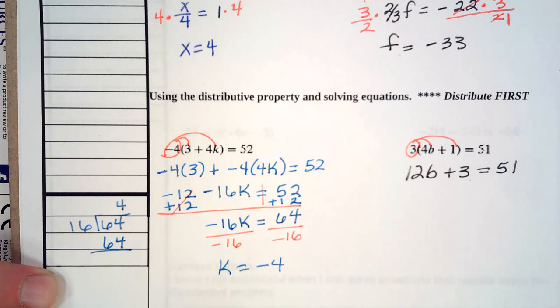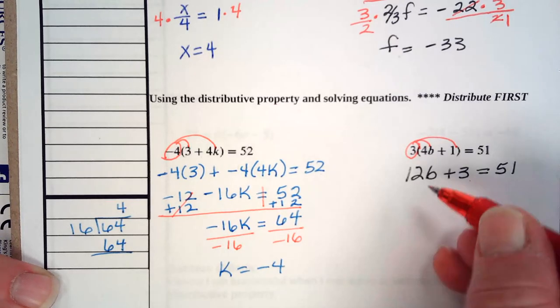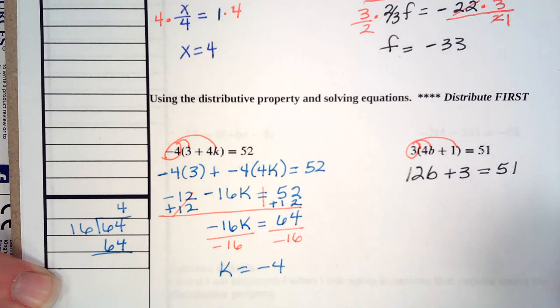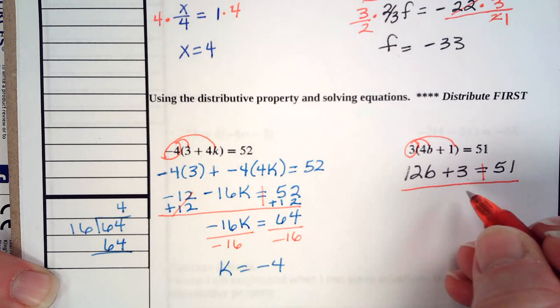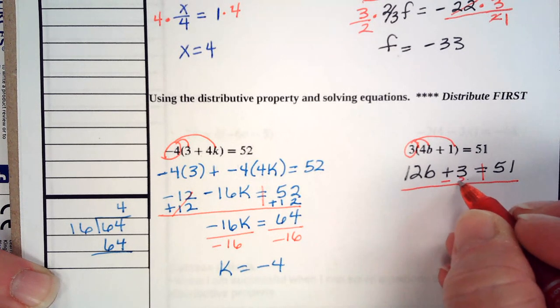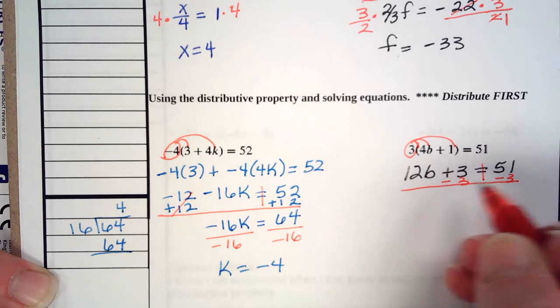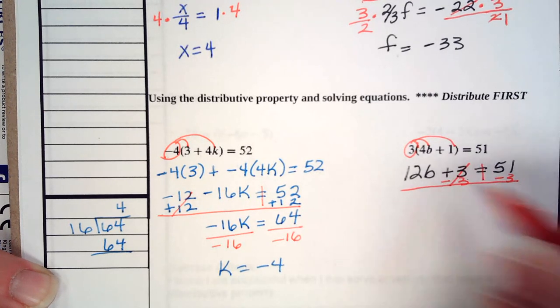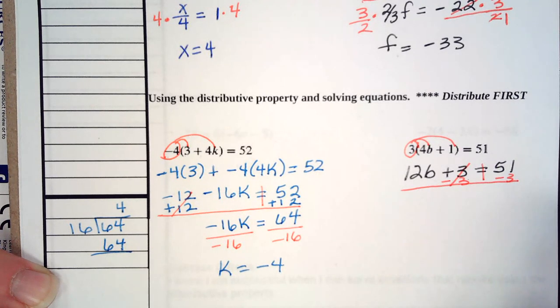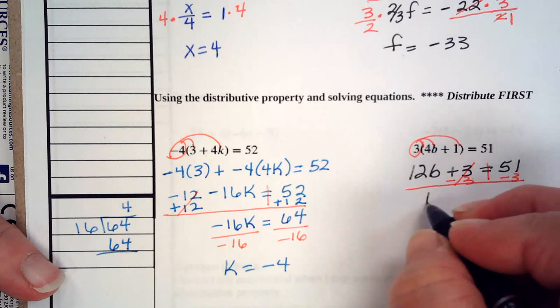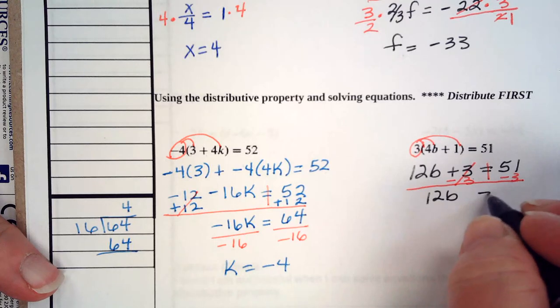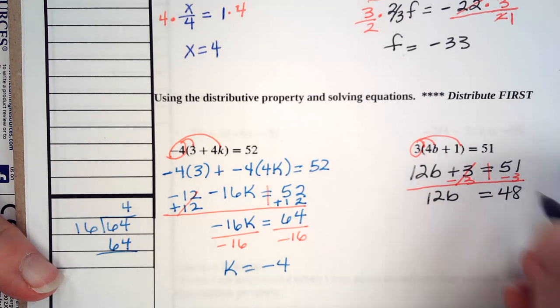Next step, I've taken b multiplied by 12, then I added 3. The last thing I did was to add 3. How do I undo it? Subtract 3. 3 minus 3 is 0. I've zeroed it out. 12b is equal to 48.